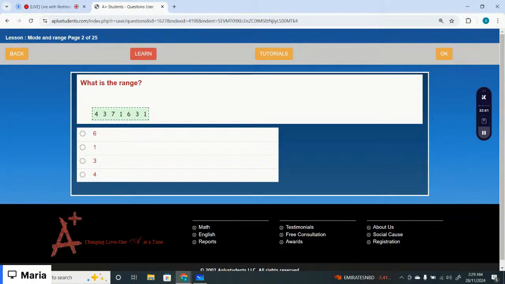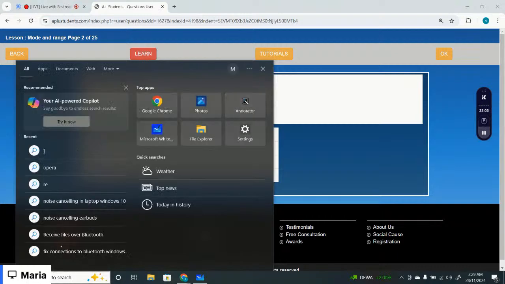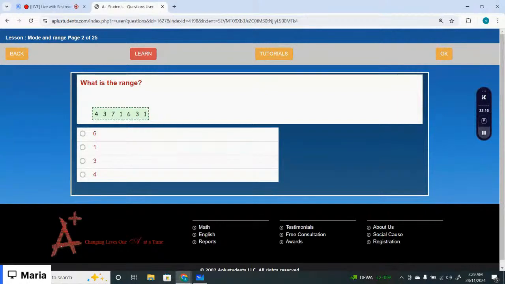What is the range? So we have to see the range, right? Range is the difference between the greatest and the smallest number in the given data. And the smallest number in the given data is 1. So their difference is 7 minus 1, and 7 minus 1 is 6. The correct option is the difference between the greatest and the smallest number in the given data. So that is 6.